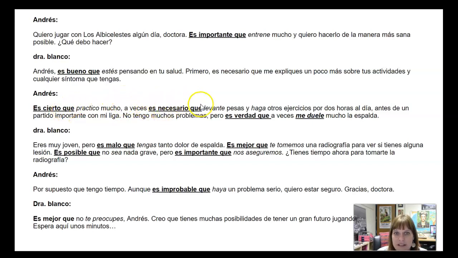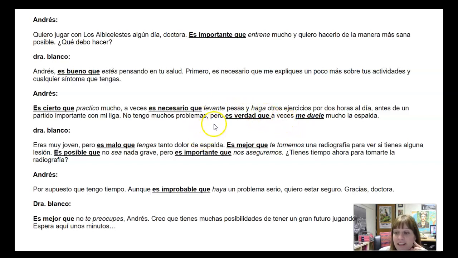Y a veces es necesario que levante pesas. So, and now he did use it because he said sometimes it's necessary that I lift weights. Okay, so he's back to using the subjunctive again. But his first sentence was a fact, right? An observation, something that he does, the truth. And so he didn't need to use it. Okay, haga otros ejercicios por dos horas al día antes de un partido importante con mi liga. So it's necessary that I lift weights and do other exercises 2 hours a day before the game, important game in my league. No tengo muchos problemas, pero es verdad que.